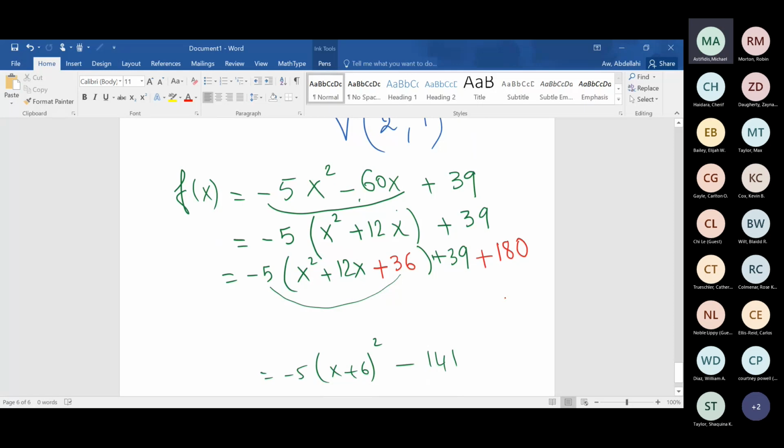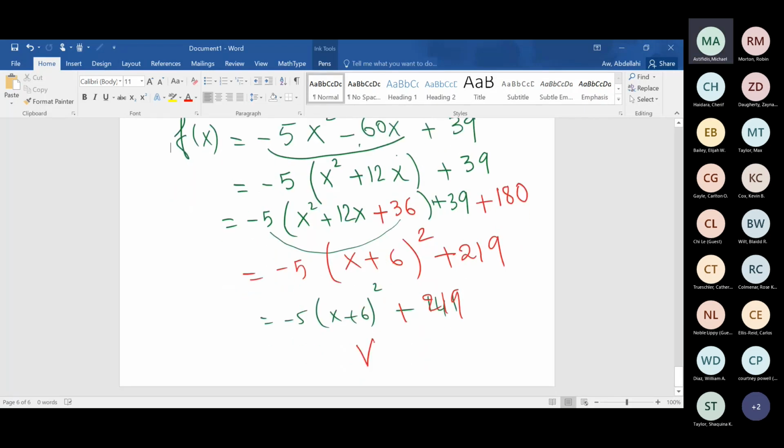So now we get -5 times (x plus 6) all squared plus 219, right? That is the vertex form. So what is the vertex now? -6, 219, right? And my graph opens downward because of the -5. So the vertex is (-6, 219). I say the maximum value is 219, reached when x equals -6. All right.